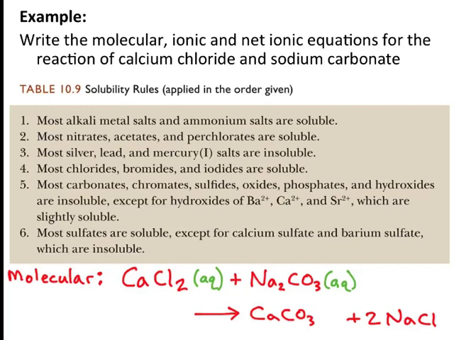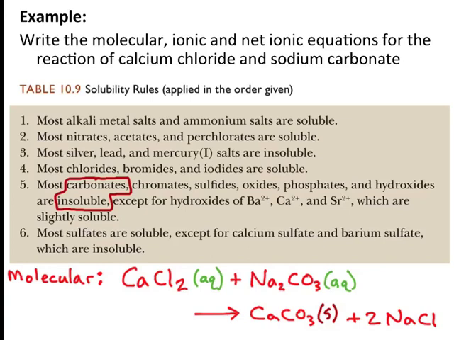Now, each of these is aqueous, and you can look at the solubility rules and prove to yourself why that would be. And then we're going to make products. So we take the calcium and the carbonate and put those together. We take the sodium and the chloride and put those together. So what do we get for physical states? Well, if we look up in the solubility rules for the calcium carbonate, carbonates are insoluble, so that means the calcium carbonate is a solid.